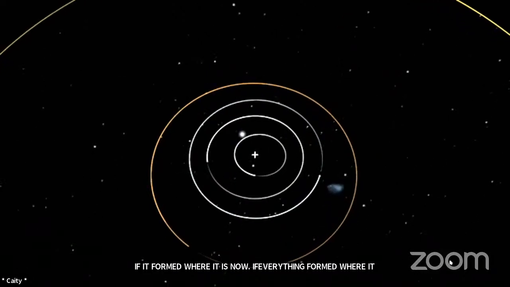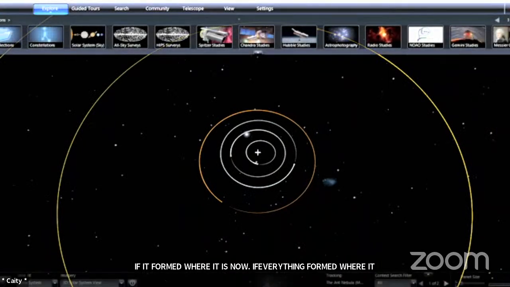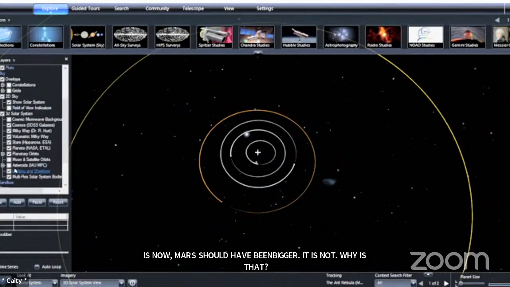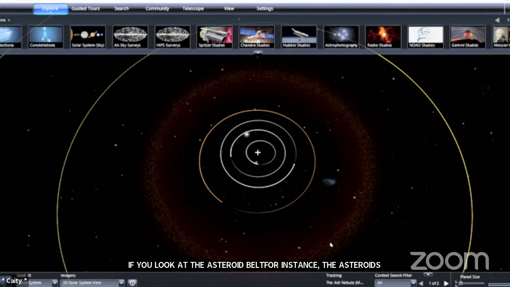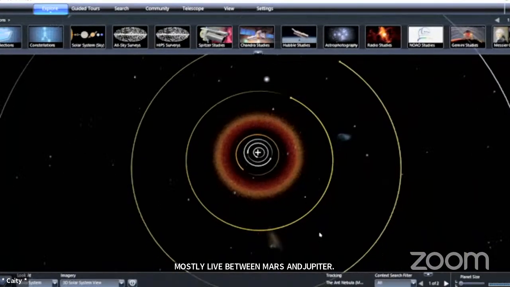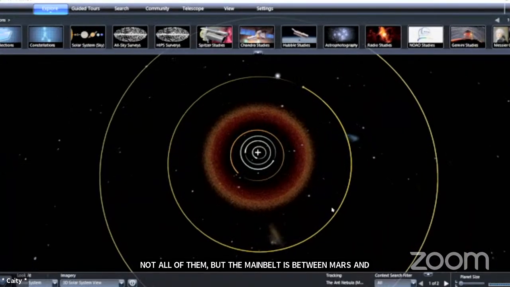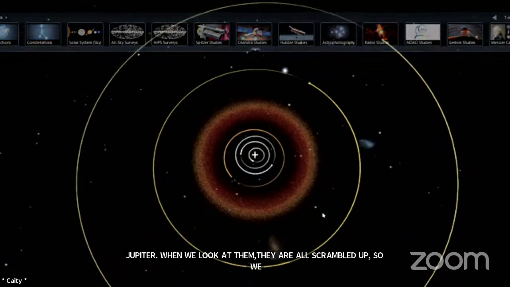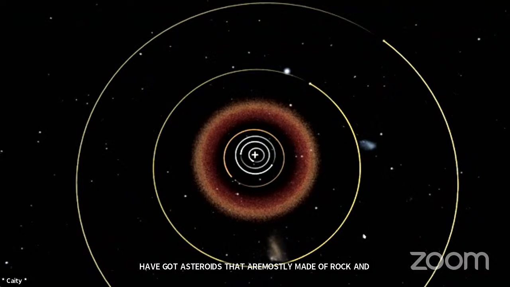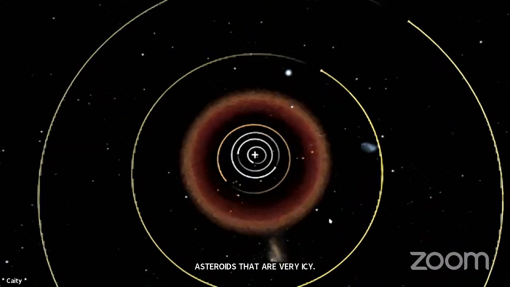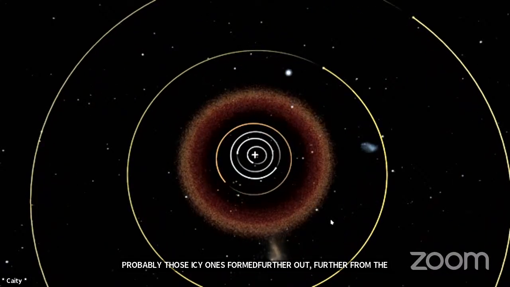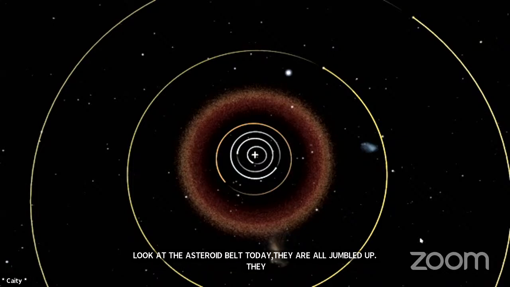And if you look at the asteroid belt, for instance, the asteroids mostly live between Mars and Jupiter, not all of them, but the main belt is between Mars and Jupiter. And when we look at them, they are all scrambled up. So we've got asteroids that are mostly made of rock, and then we've got asteroids that are very icy. Probably those icy ones formed farther out, farther from the young sun, and the rocky ones formed closer in. But when we look at the asteroid belt today, they're all jumbled up. They're all mixed up. They can't have formed that way. So something must have mixed them up, just like something caused Mars to be smaller than expected.